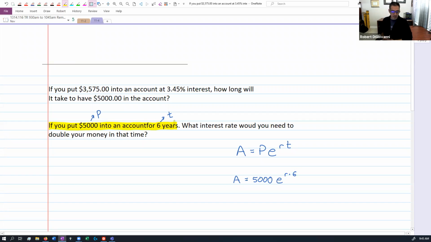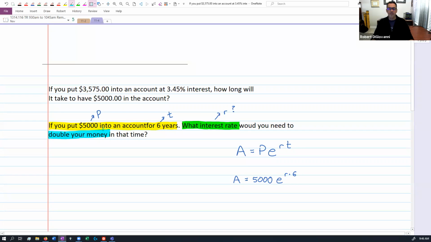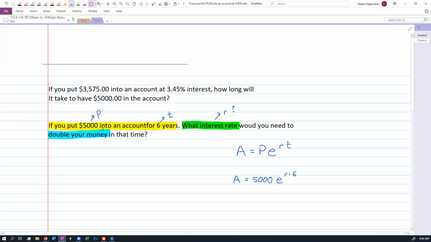Now it wants to know what interest rate, so the thing we need to know is in green here. What interest rate? Isn't that R? That's what we want to know. What would our interest rate need to be to double your money? What does doubling your money mean to us? Think twice about that.